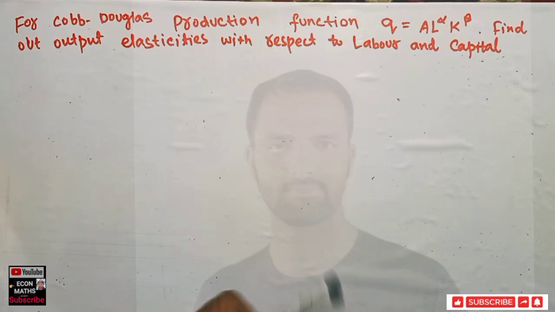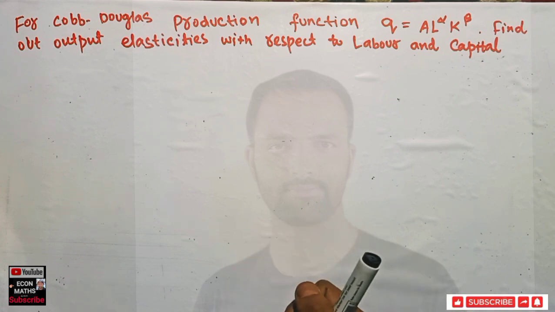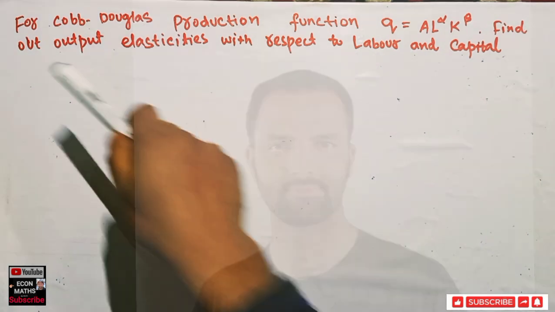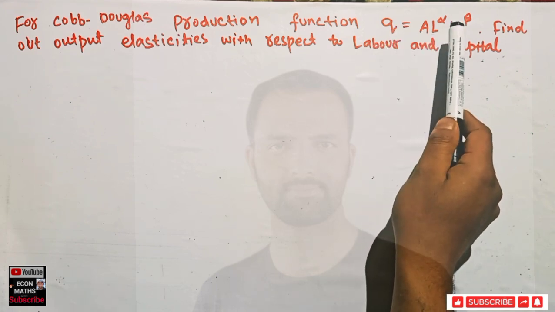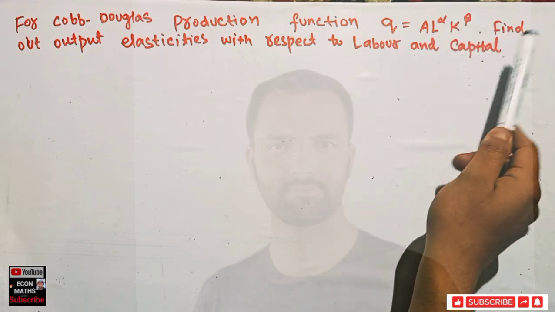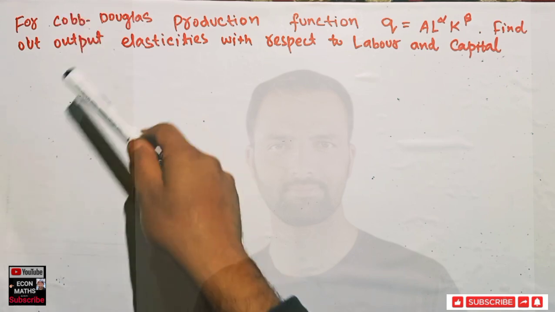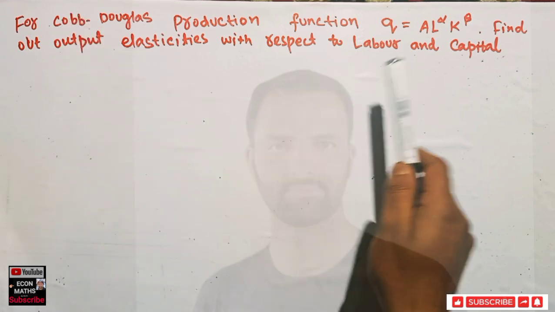Hi, this is Halal. In this video on mathematical economics series, we will try to solve a problem on Cobb-Douglas production function that was asked by a friend Hinata Chan on Telegram. The question is like this: for Cobb-Douglas production function, Q is equal to A L to the power alpha times K to the power beta. Find out output elasticities with respect to labor and capital.